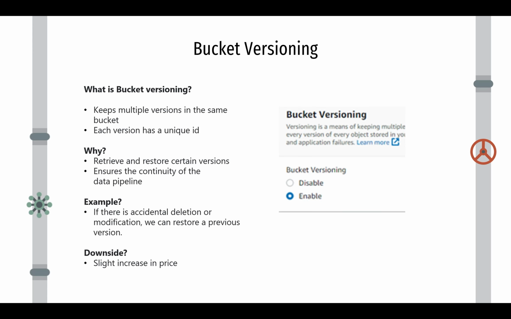Okay, so bucket versioning basically keeps multiple versions of the object in the bucket itself, and each version has a unique ID. The reason why we use this is because we need to retrieve and restore in case of any issues, and also ensure the continuity of the data itself. The only downside is that there's a slight increase in price, but other than that, it's working very well.